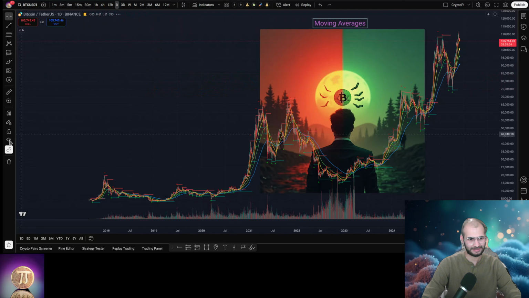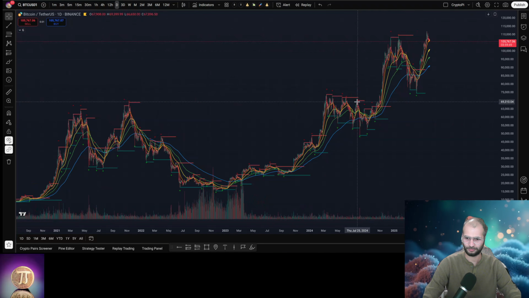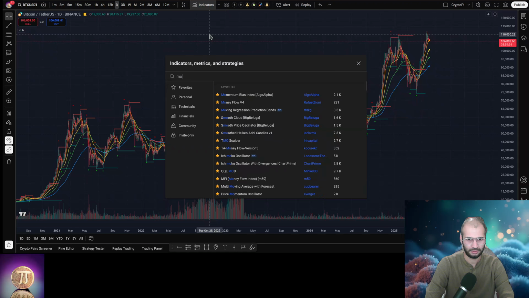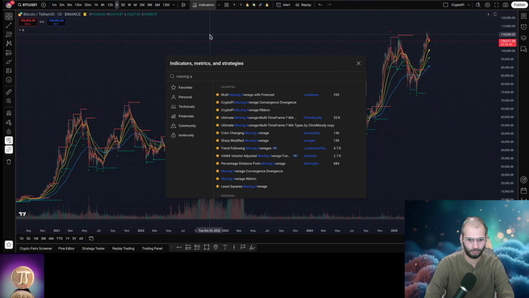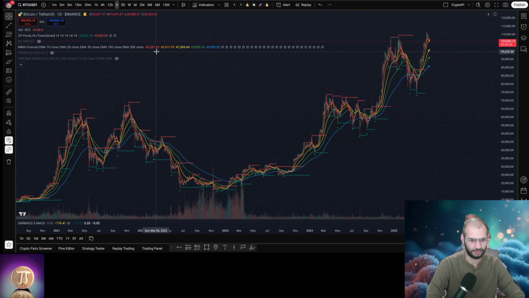What we can see here in this chart are 4 moving averages, and I had briefly mentioned these moving averages in one of the previous videos. The way I added this indicator was you go in the indicators section, type in moving averages, and I selected multi-moving average with forecast. Once you click on that, it will show up over here.